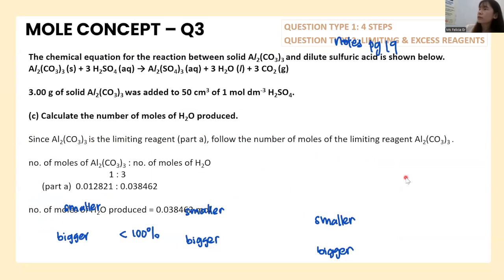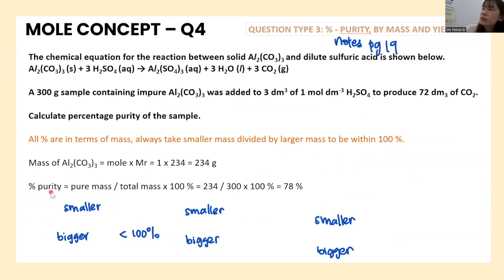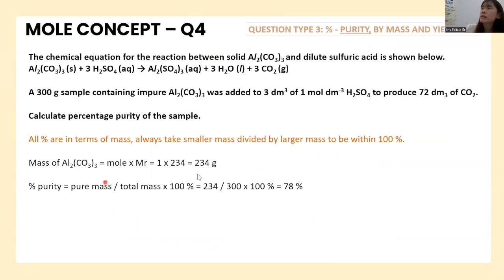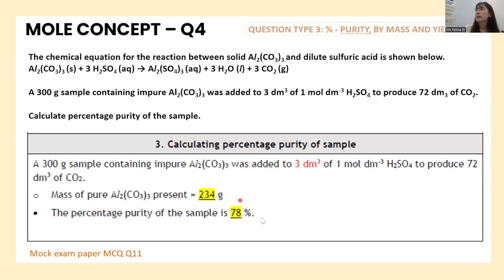Okay, so for this question here, what you need to do is you have this mass, you also have this mass. Then remember I told you small over big. That's why you take 234 over 300, then times 100%. Done. So this would be the answer. Let's now fill in this answer into the table also. Can you fill in the answer? It will be 234 grams and 78% for section number 3. Yep, so section 3, the answer is 234 grams and 78%.